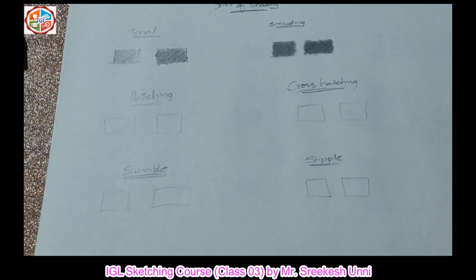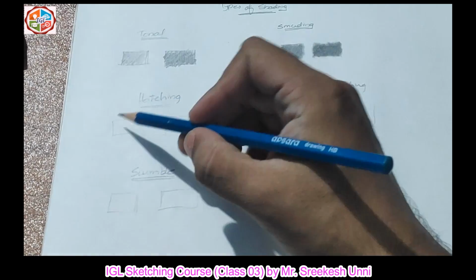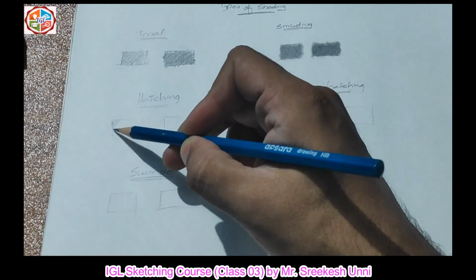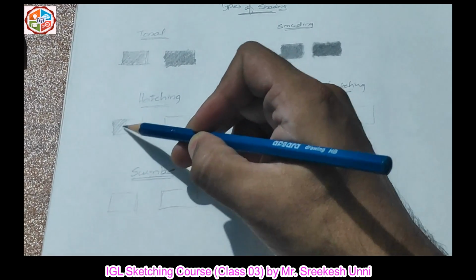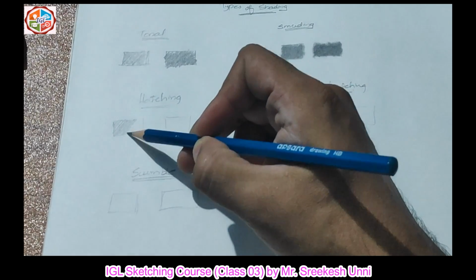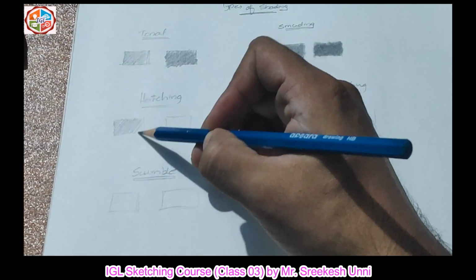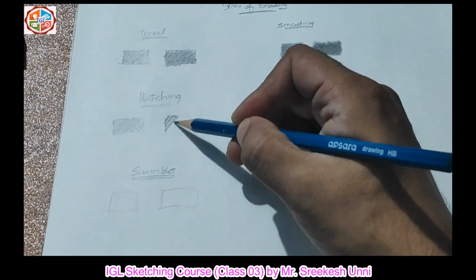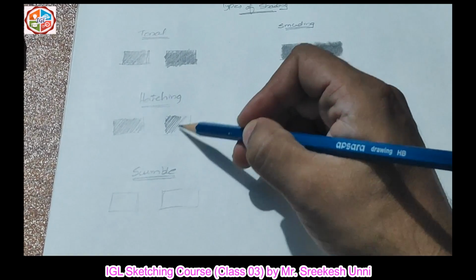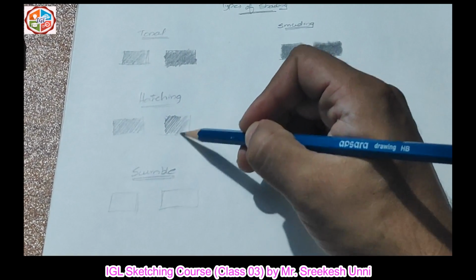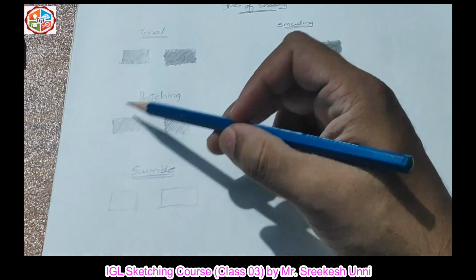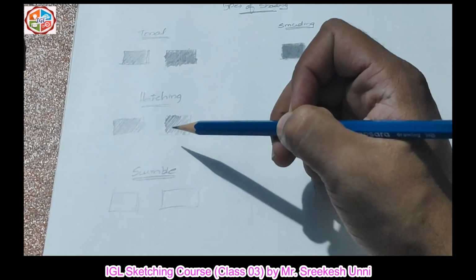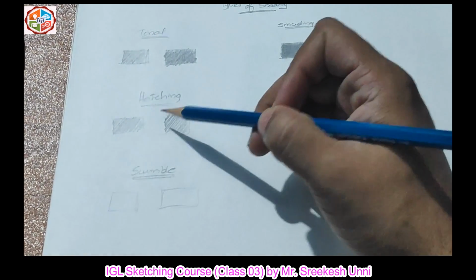So the next one is hatching. The hatching technique is nothing but the same as tonal, but you draw it individually. You hatch it with lines, diagonal lines. Draw some dark lines. This is called the hatching method. You do the shading with cross lines. See, this is how you do hatching.